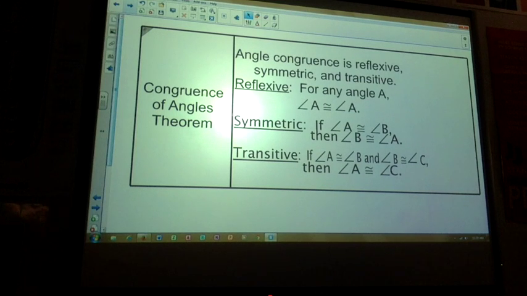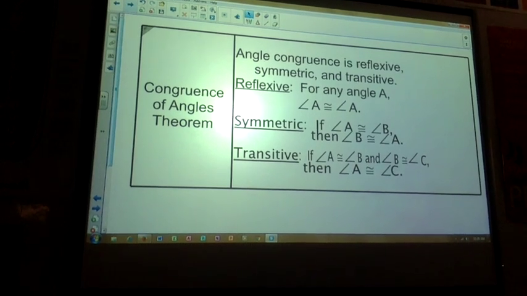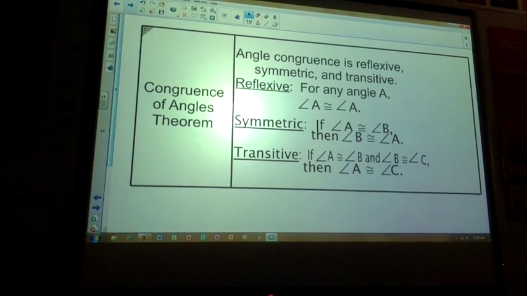Congruence of angles says the same exact thing. Angle A is equal to angle A: reflexive. Symmetric: angle A equals angle B, angle B equals angle A, are saying congruent. Transitive: angle A is congruent to angle B, angle B is congruent to angle C, therefore angle A has to be congruent to angle C.